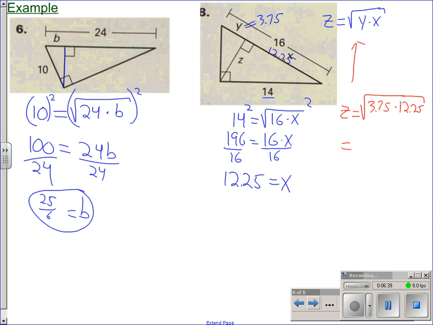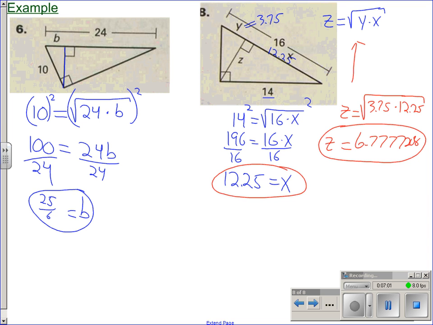and back to the calculator. So square root of 3.75 times 12.25, and we get a nice clean answer of 6.77777208. You get the idea. All right. There's both theorems in action. We solve for x, we solve for y, which allowed us to then solve for z. That is how these problems are done.